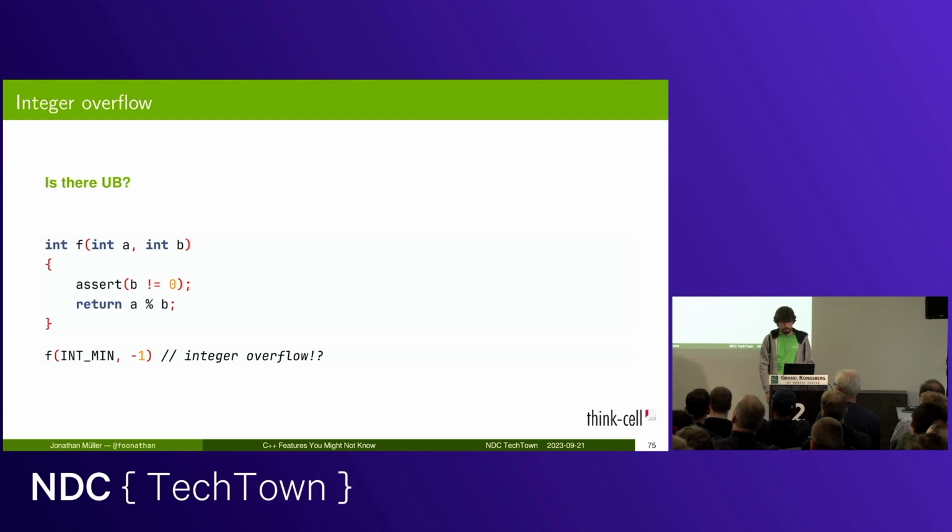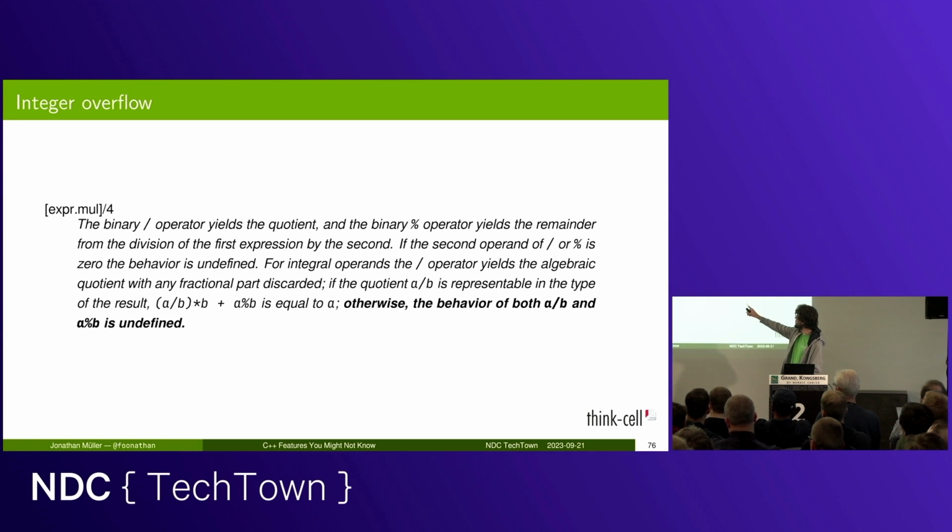So what's going on here? Well, it's UB because the standard says so. If the result is representable, then this is the behavior of division. Otherwise, both A divided by B and A modulo B are undefined behavior. So if division is undefined behavior, modulo is as well. And this is a good reason. The standard didn't just put it in there to annoy you.